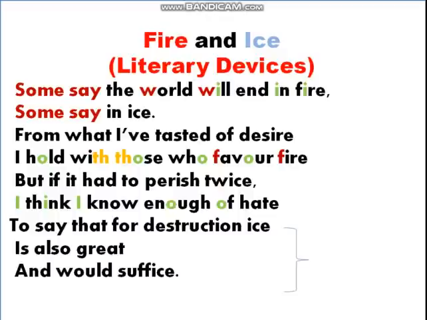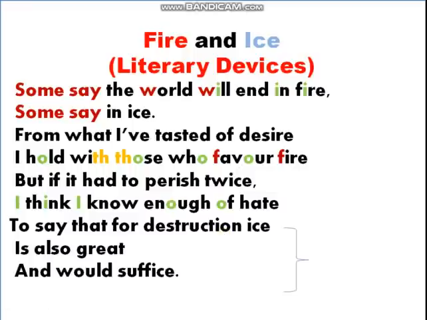For example, here you can see the last three lines. I have marked these lines for you. In the last three lines, we do not see the use of any punctuation marks. This line, "to say that for destruction ice," runs into the next without use of any comma or punctuation mark. And here in the last line we see that it ends with a full stop only. So when these sorts of lines are given without use of any punctuation mark, this is what we call enjambment.